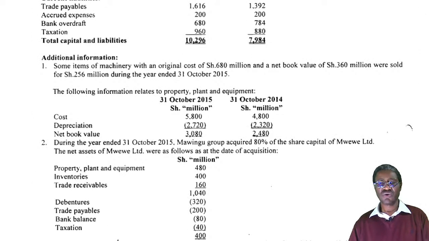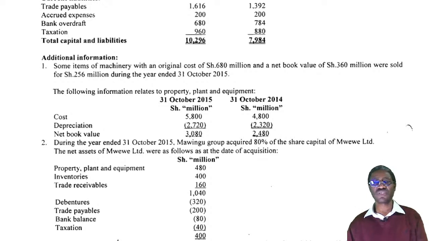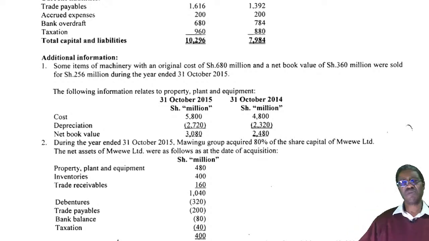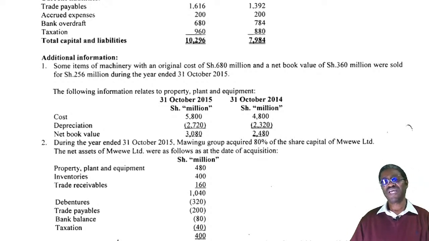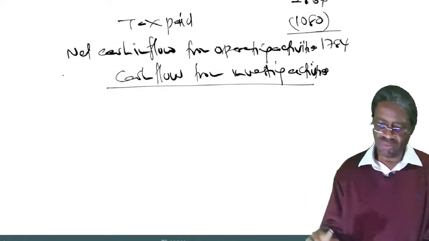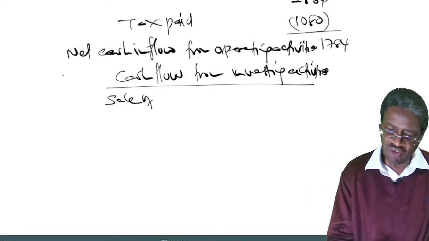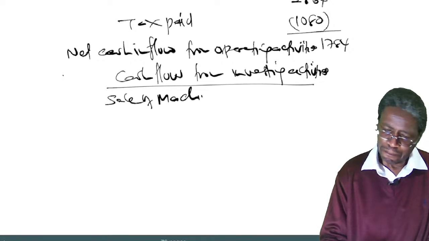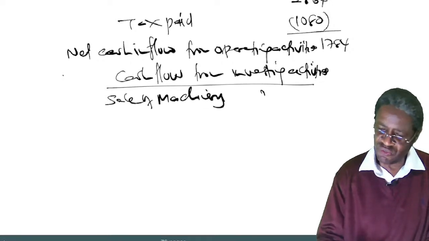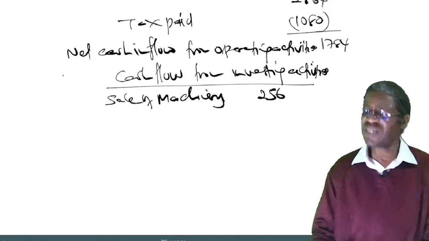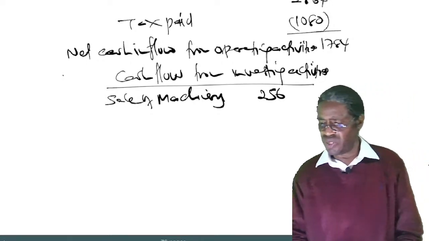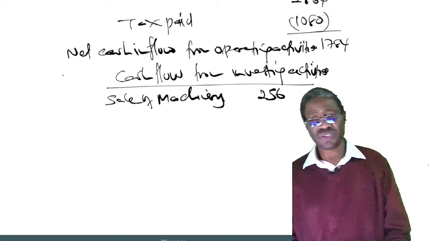Yes. If you look at note number 1, we are told some item of machinery with an original cost of 680 million with a net book value of 360 million was sold for 256 million. So we have sale of machinery. That's in investing. So bring it. Sale of machinery. That's 256 million. That is obvious, an inflow.